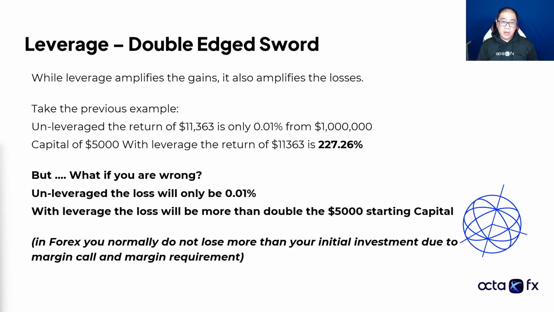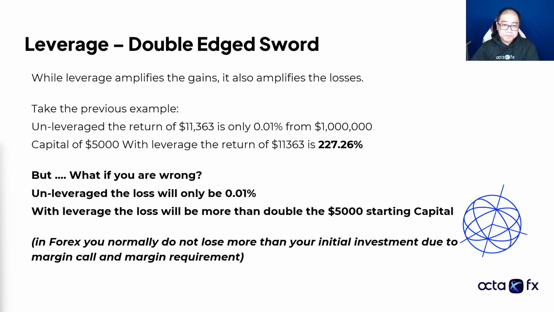When we talk about an unleveraged market, if you have 1 million set aside, your gains are going to be 11,000, for example. Okay, it's only 0.01%. But if you have leverage, you start with 5,000, your gains at 11,363, that is more than 200%. Okay, you see the difference here? It makes it more meaningful, more worthwhile.